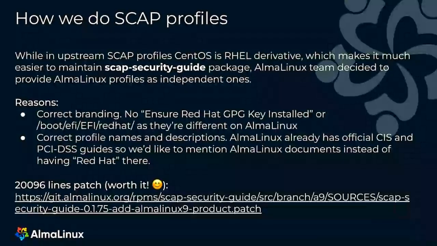Another thing is that AlmaLinux already has official guides from CIS and PCI DSS, so why not show that? In our profiles, we can rename the profile names to match our names, our release dates, and so on. So they're specific to AlmaLinux, but still compatible with Red Hat. If you run checks on AlmaLinux, it will be exactly the same profiles, the same amount of checks, and they will work the same way. The patch is huge, 20,000 lines, but it's worth it.